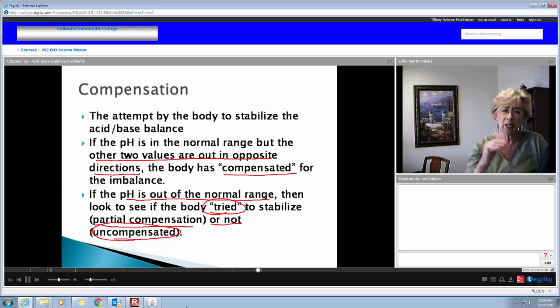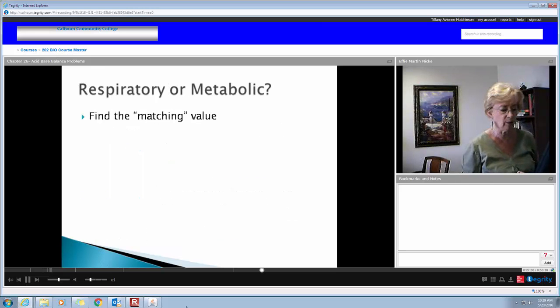So I'm going to teach you how to see whether the body did what we call partial compensation. But I'm here to tell you that when you hear partial compensation, basically it just means that the body tried, but it didn't work. So really, even partial compensation is an uncompensated situation. All right, don't panic yet. We're going to actually try to do some problems here.